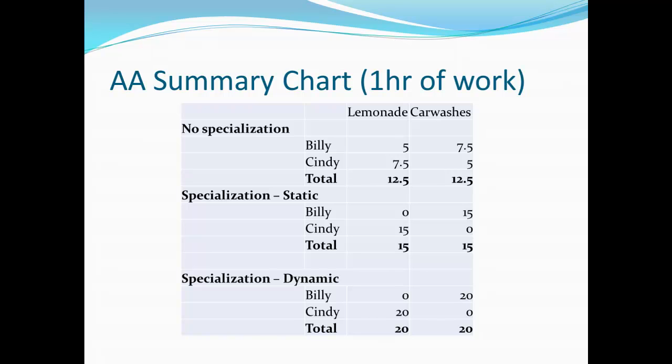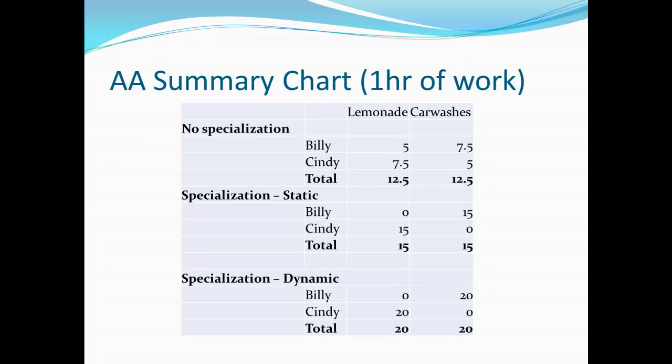However, once they specialize, we know Billy is going to focus on washing cars. He can actually do 15 in an hour. That's 7.5 in a half hour multiplied by 2, got 15. For Cindy, she could do 15 lemonades in that hour, for a total of 15 lemonades and 15 car washes. So we see immediately, by specializing, even before any learning process takes place, we've gained 2.5 lemonades and 2.5 car washes. That would be our gain from specializing in trading.